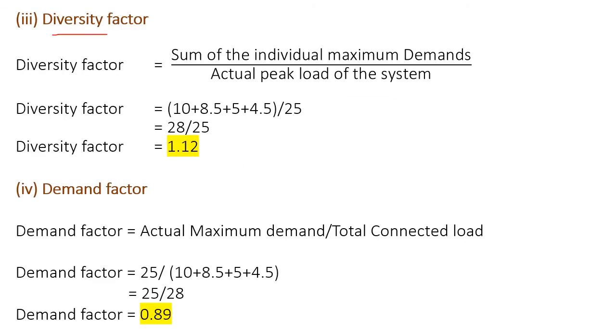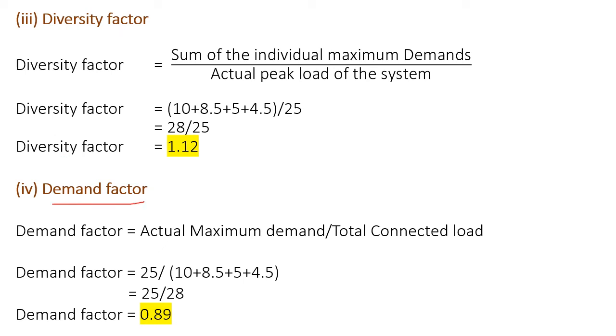Next is diversity factor. Diversity factor is equal to sum of individual maximum demands divided by the actual peak load of the system. The individual maximum demands are given, that is 10 megawatt plus 8.5 megawatt plus 5 plus 4.5 megawatt, divided by the actual peak load of the system, which is also given, equal to 25 megawatt. So diversity factor we can find out is equal to 1.12. Diversity factor is always greater than 1.